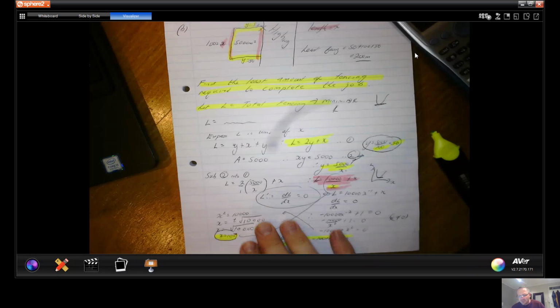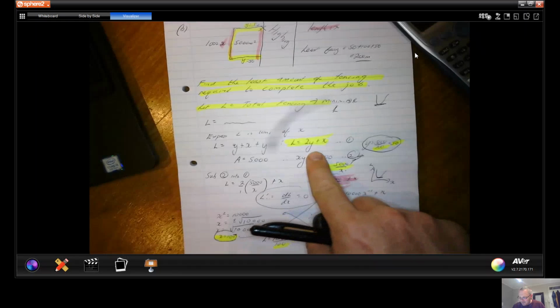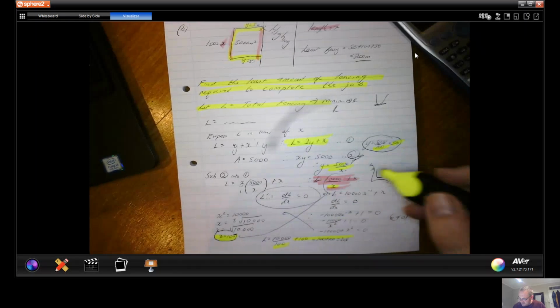So the steps: the question was, what is the minimum amount of fencing I needed in this scenario? Your first thing is you say, what are you trying to maximize or minimize? In this case, it was fencing. In order to do that, I needed a formula for L, but in terms of one variable only. To do that, I used simultaneous equations. I used the fact that L was that, and that using area, I got y was equal to that. Sub that in, and I went from there to there.